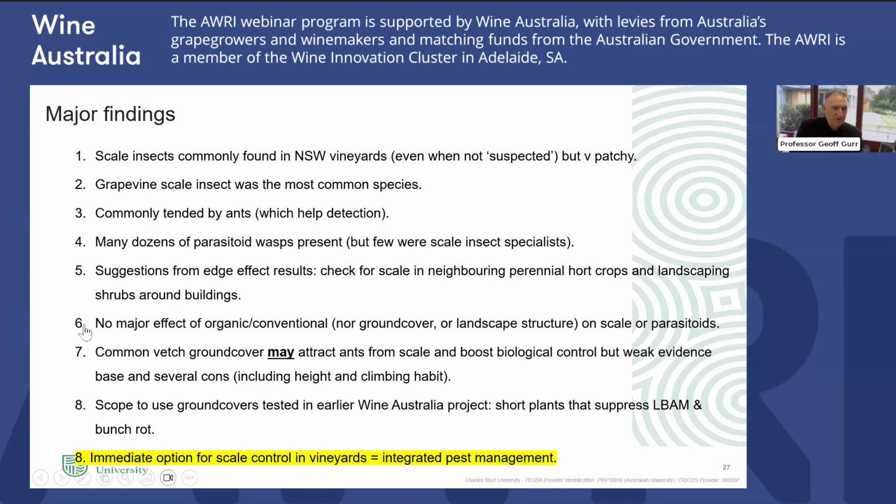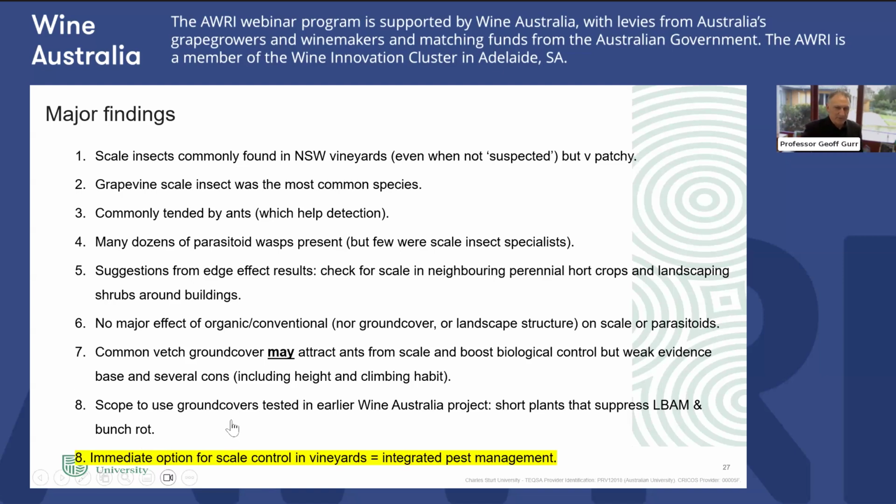We didn't find any major effects of organic versus conventional management, and we didn't find any major effects either on the nature of the ground covers that were used in that small number of vineyards we sampled, nor indeed of the wider landscape structure. Common vetch that I've spoken about at length previously may attract ants and scale, and it may boost biocontrol, but there is a weak evidence base for this as a viable method.